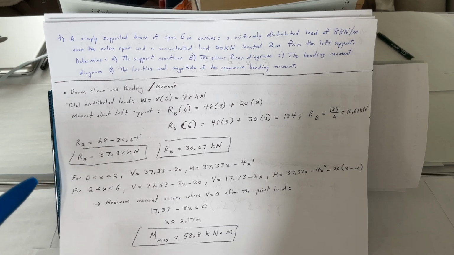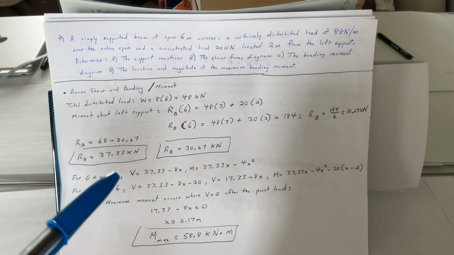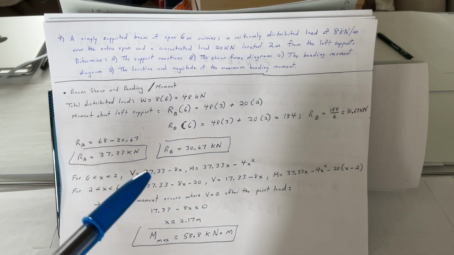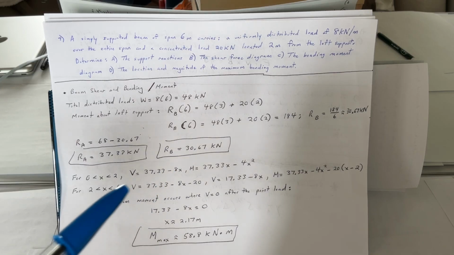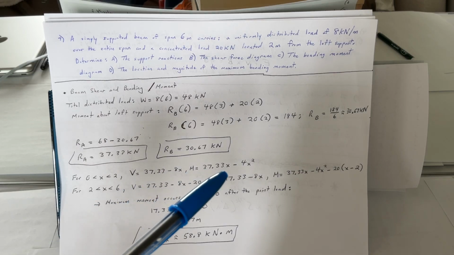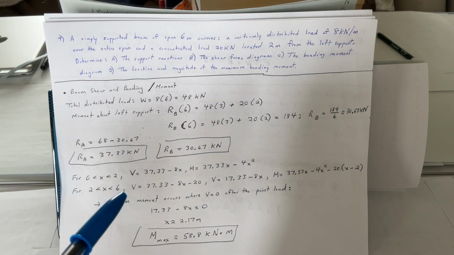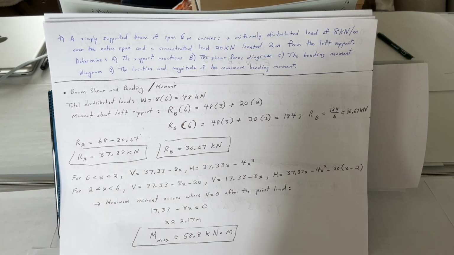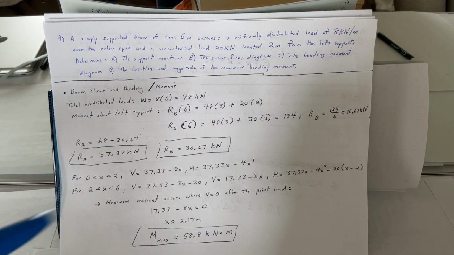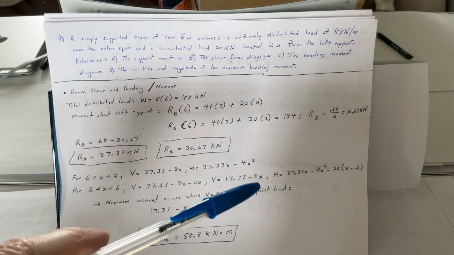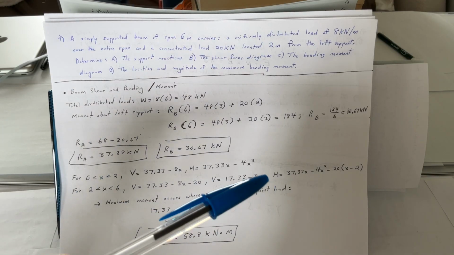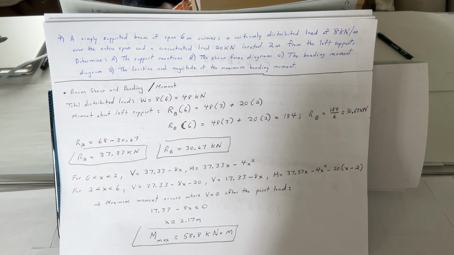Now for these intervals, for 0 less than x less than 2, V equals 37.33 minus 8x, M is 37.33x minus 4x squared. And for the interval from 2 less than x less than 6, V is 37.33 minus 8x minus 20, so V is 17.33 minus 8x. So our M of x here is 37.33x minus 4x squared minus 20 times the quantity x minus 2.